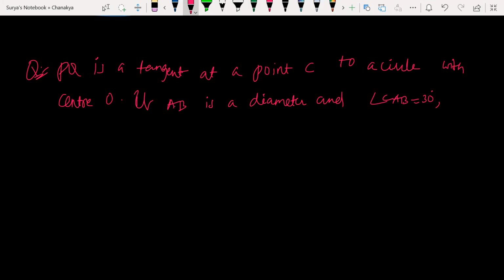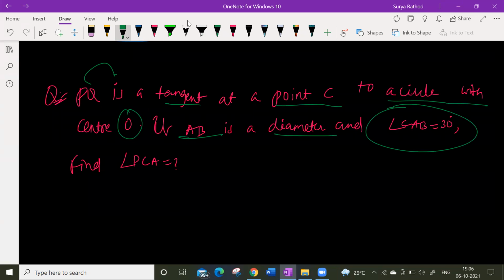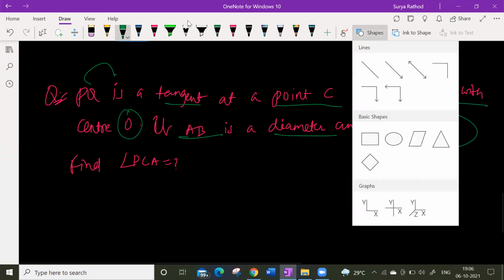30 degrees. Then find angle PCA is equal to what? Make it fast. PQ is a tangent at a point C to a circle with center O. If AB is the diameter and CAB is 30 degrees, then PCA is what? Make a diagram.